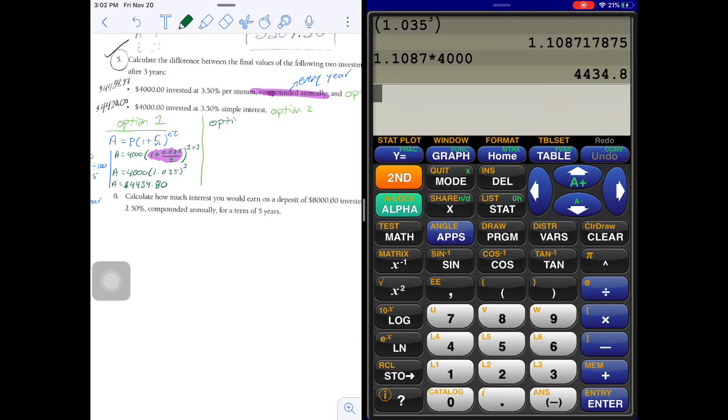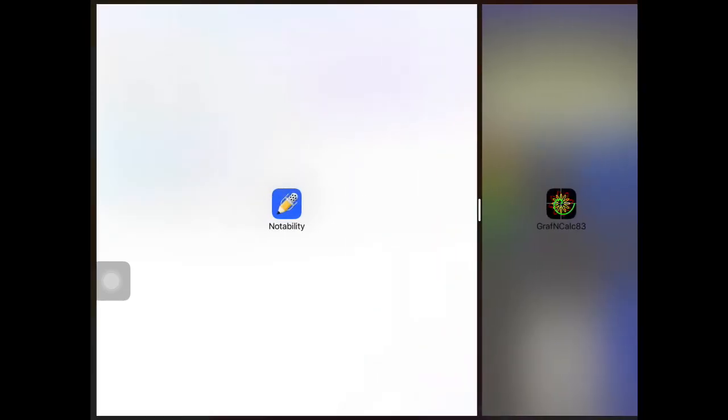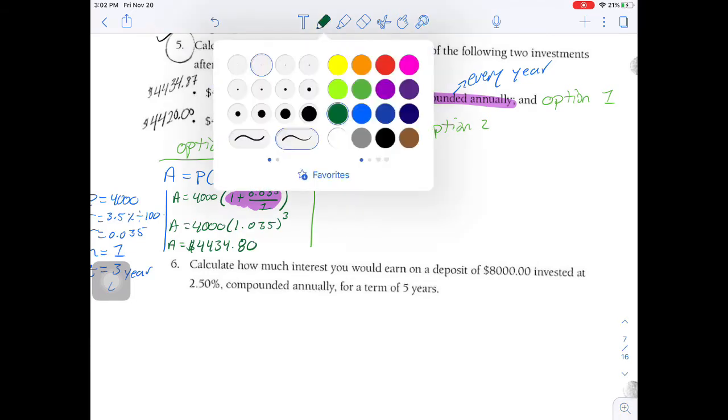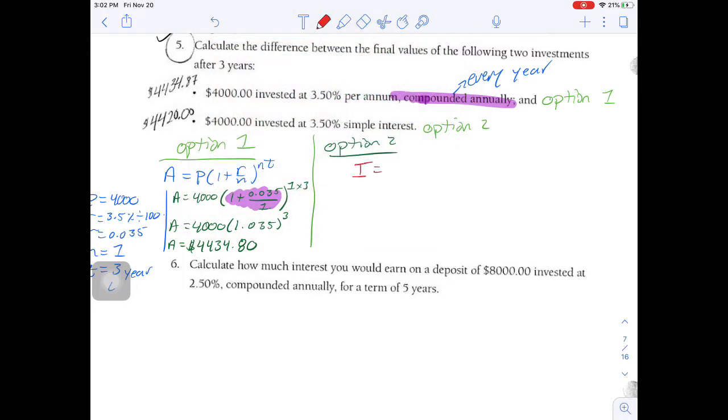Okay, let's look at option 2 now. Option 2 this time is a simple interest. So remember, compounding is way better than simple. So if we want to figure out how much money we've made after 3 years doing a simple interest, well, simple interest is simply going to be P times R times T. So P, again, we're starting with $4,000. R, we have to use the decimal of 3.5%, and time is 3 years. So it's a matter of just plugging this in.